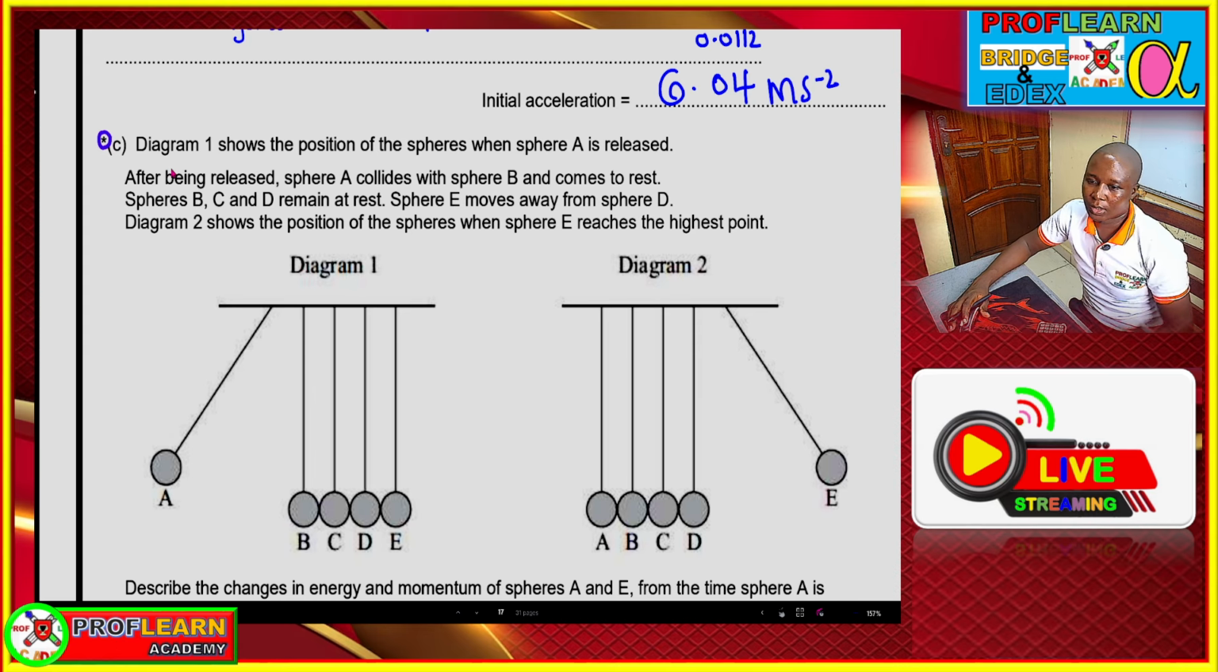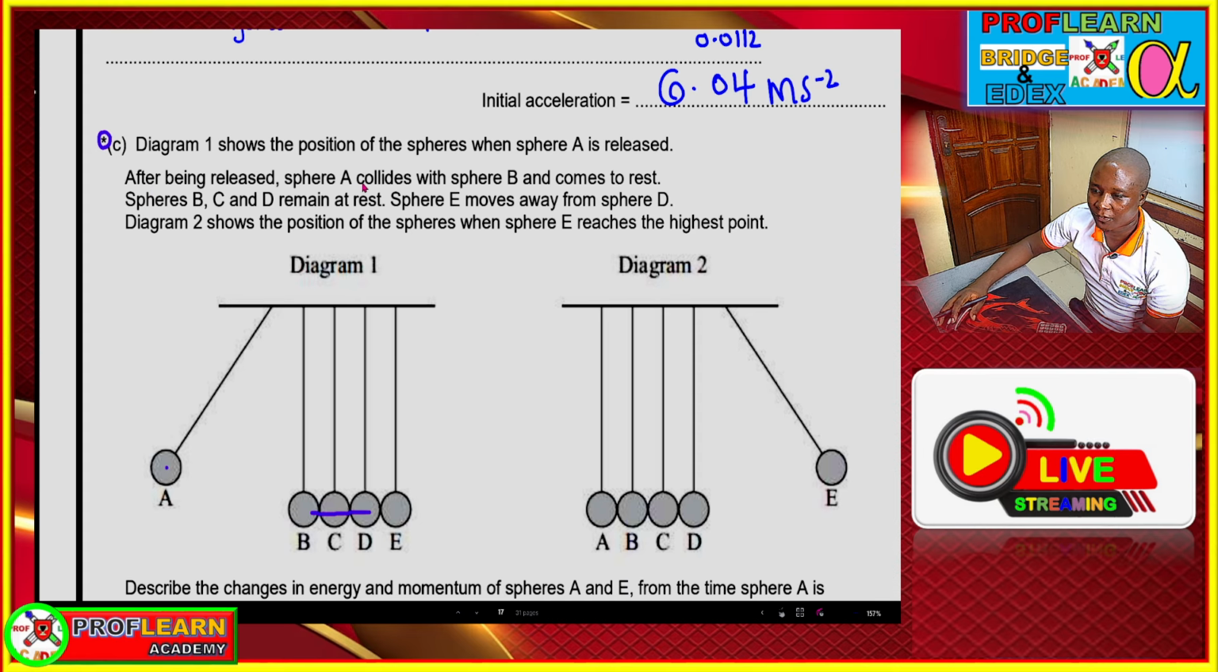Now let's look at diagram 1. It shows the position of the sphere when A is released. So this is displaced, it is going to swing down, then it will collide with B. Once it collides with B, its momentum will be transferred to B, then transferred all the way to E. All this will be static, then this one will move away. So that's what they are saying.